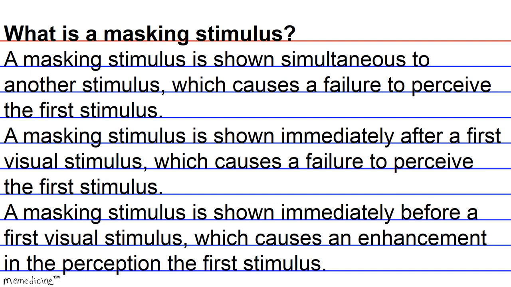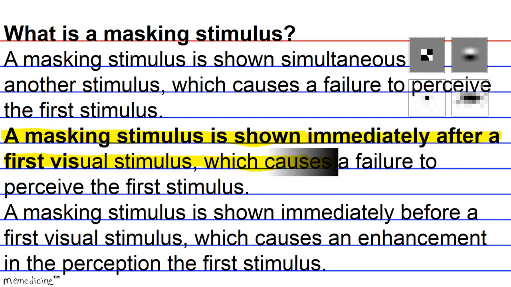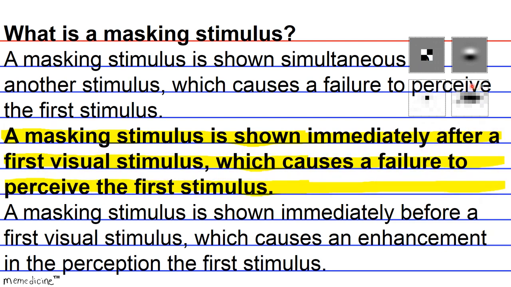Okay, so a masking stimulus basically causes a failure in perceiving the first stimulus. This is outside knowledge that you have to bring to the test. Interference basically happens when two stimuli are perceived simultaneously, as indicated here. So this is interference. And so the correct answer choice is B. A masking stimulus is shown immediately after the first visual stimulus.